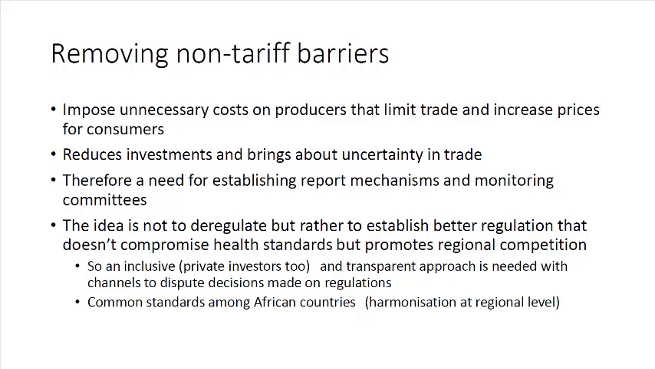At the same time, by having non-tariff barriers, we are reducing the potential investments because there's a lot of uncertainty in trade. So we need to have reporting mechanisms and monitoring committees to help address these issues of non-tariff barriers. Putting these things in place is also a cost, right? To solve the huge bulk of the issue, we need something that might to a degree cost money, but maybe less than what we are leaking in terms of time and everything.